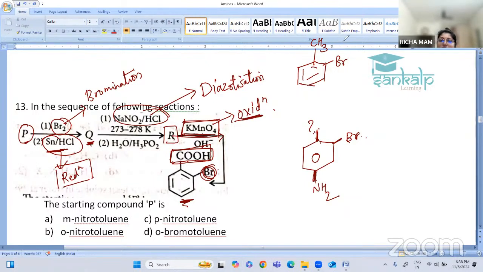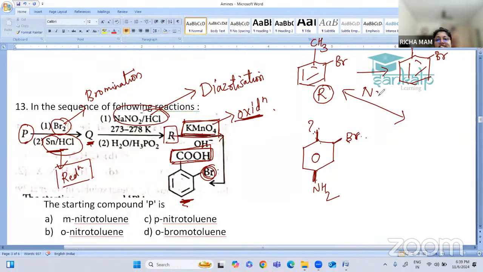Addition of oxygen. So from this, if I take a methyl group, what am I going to get? I'm going to get COOH. So two hydrogens are replaced by OH, O. Okay, oxygen. So my R should be this. My R should be this. Then before this, what they have done is they have treated it with NaNO2.